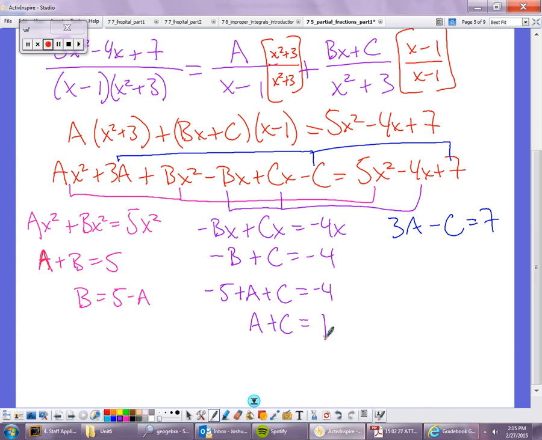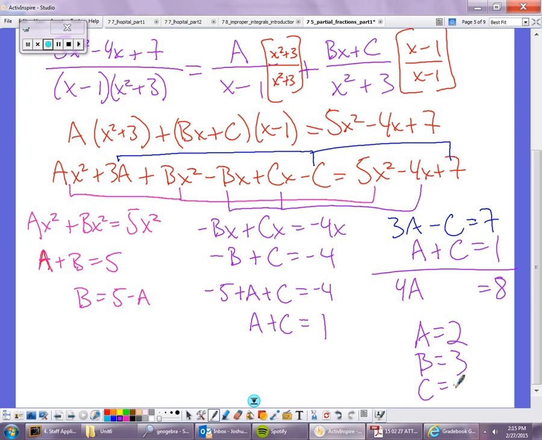And then I can bring that over here, and I'll just add them up. 4a on this side, these cancel out. 8, so a equals 2, in which case b is 5 minus a, so that's 5 minus 2, which is 3. And 2 plus c equals 1, so c better be negative 1. Okay.